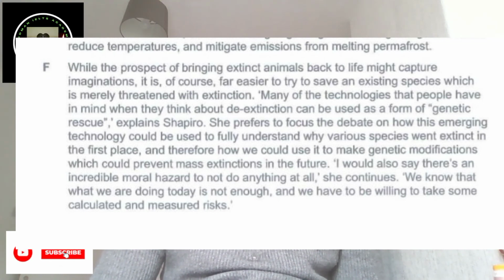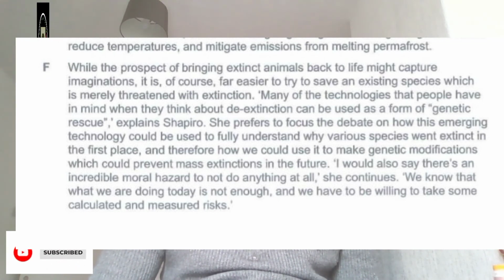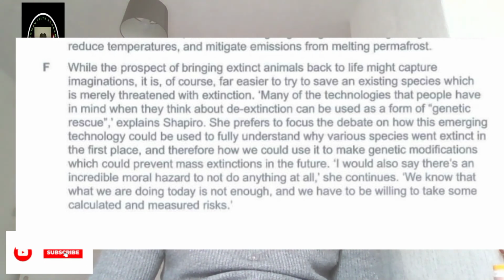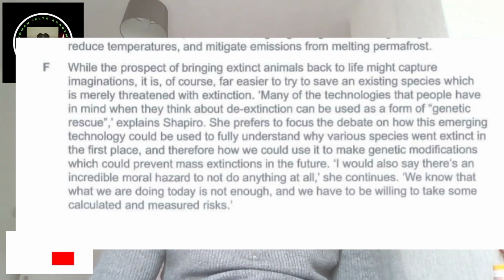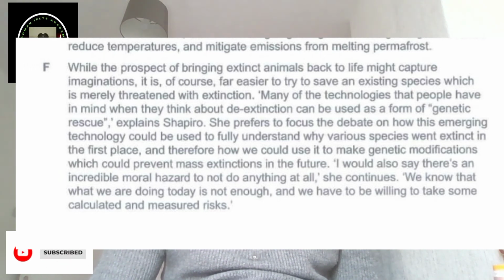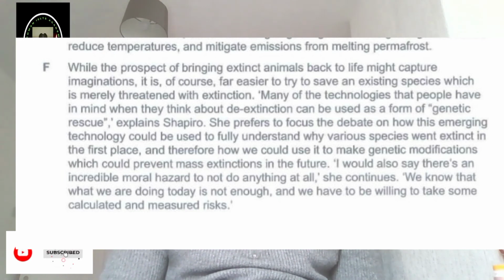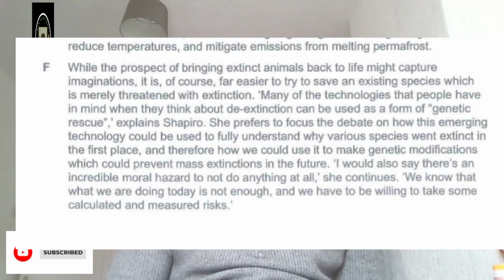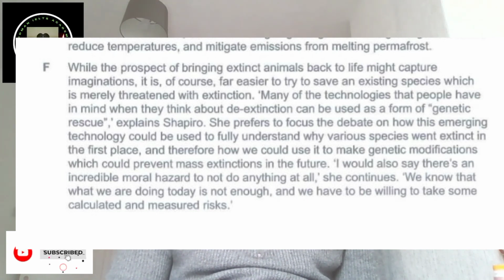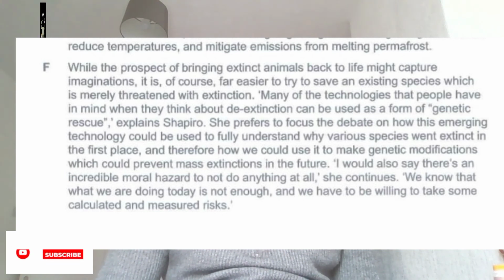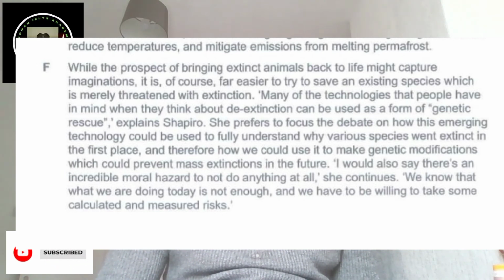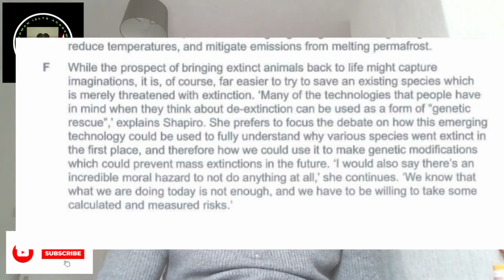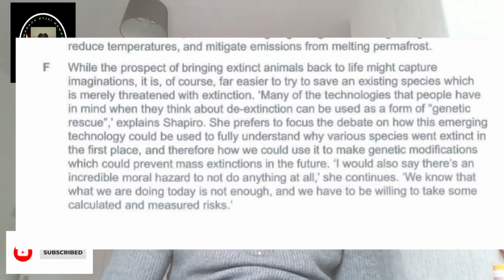Explained Shapiro. She prefers to focus the debate on how this emerging technology could be used to fully understand why various species went extinct in the first place, and therefore how we could use it to make genetic modifications which could prevent mass extinction in the future. I will also say there's an incredible moral hazard to not do anything at all, she continued. We know that what we are doing today is not enough, and we have to be willing to take some calculated and measured risk.